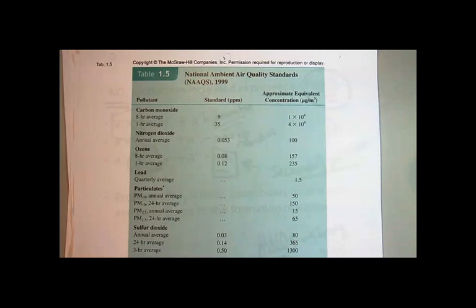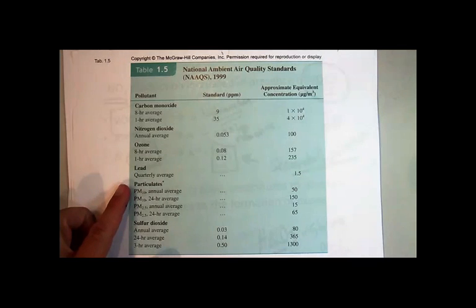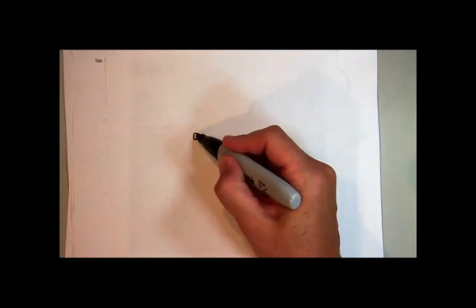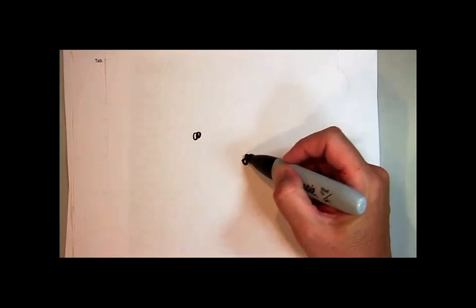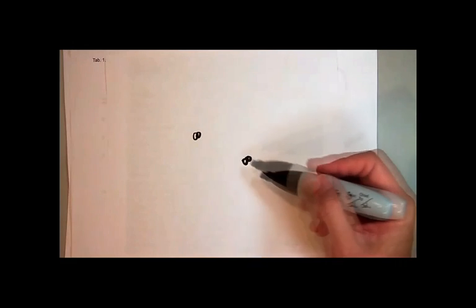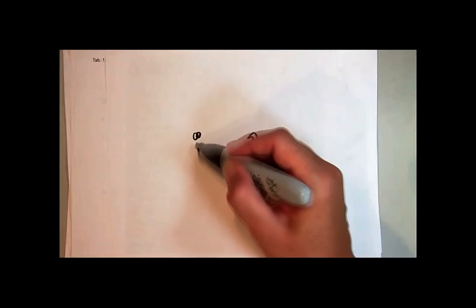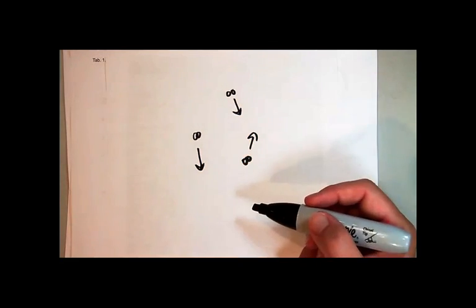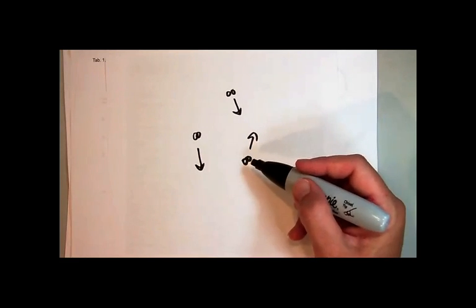In order to understand how we can report a pollutant as parts per million or only as micrograms per cubic meter, you need to remember what a gas is. If you have a gas, say oxygen, an oxygen molecule, that means the next oxygen molecule is not touching it. They're separated by a great distance, and each molecule is moving in its own direction at a fast speed. That's a gas: individual pure substances not clumped together.